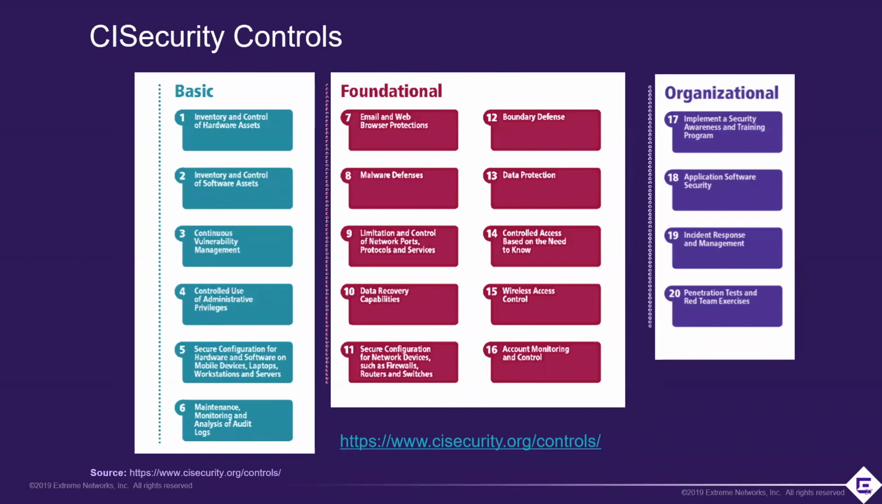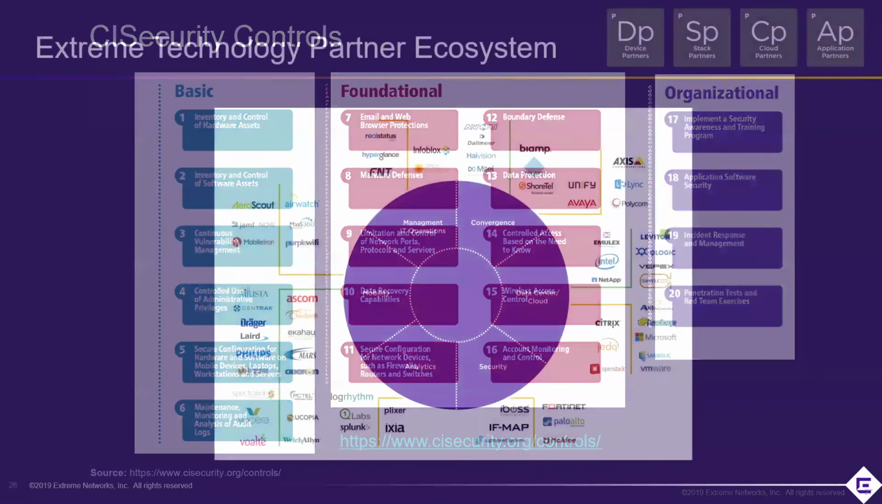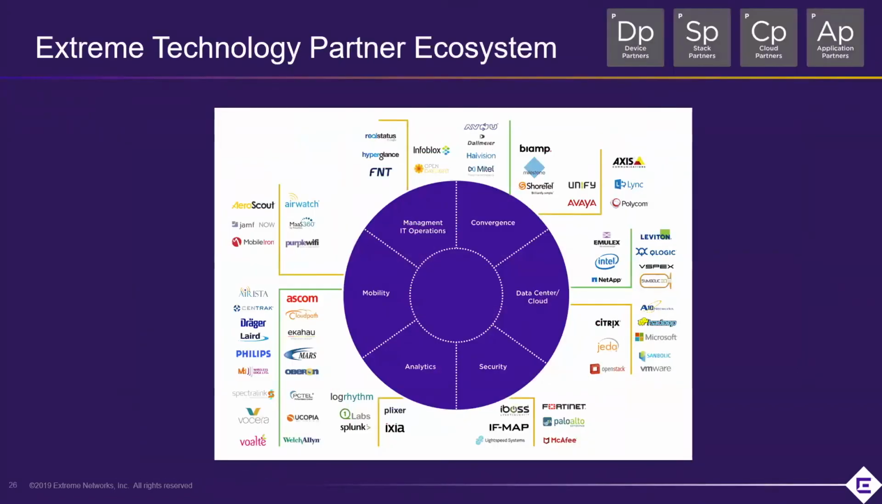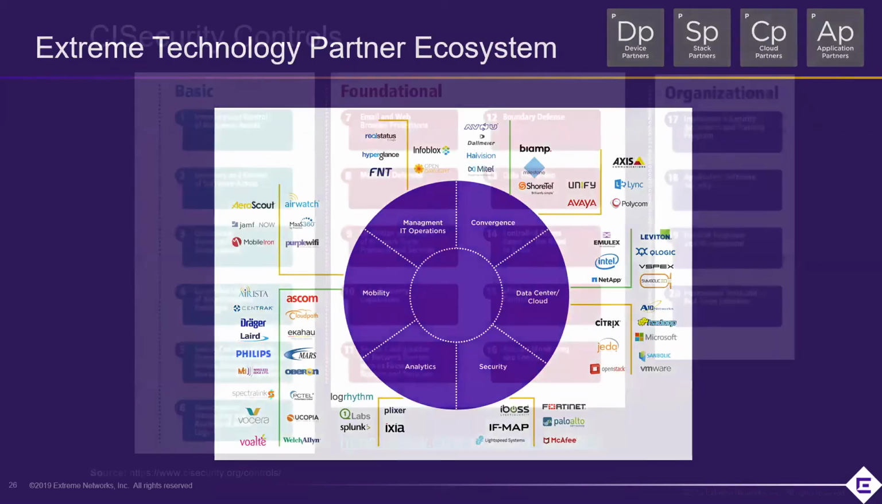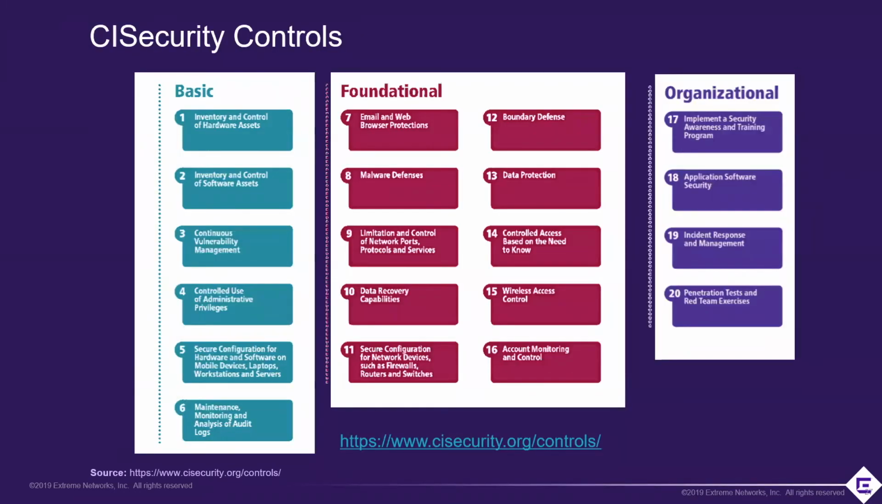Obviously, Extreme Networks focuses in many of these areas, but this is also where the ecosystem comes in, because if you look at the previous slide, you can see that we cover pretty much all of the groupings in CI security through these different partnerships. Now, the one exception, which I want to highlight, is organizational on the far right-hand side. That's where the humans come in.